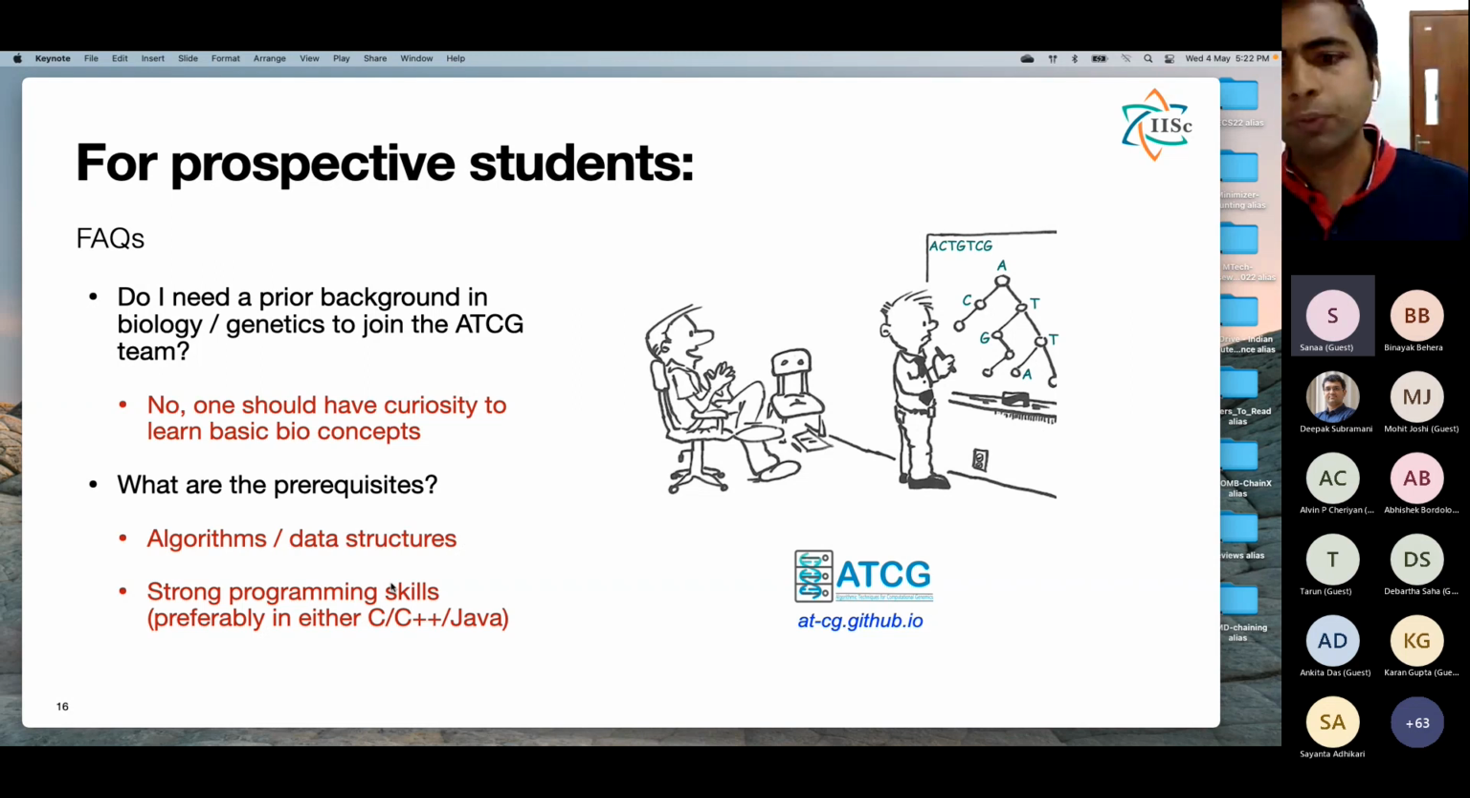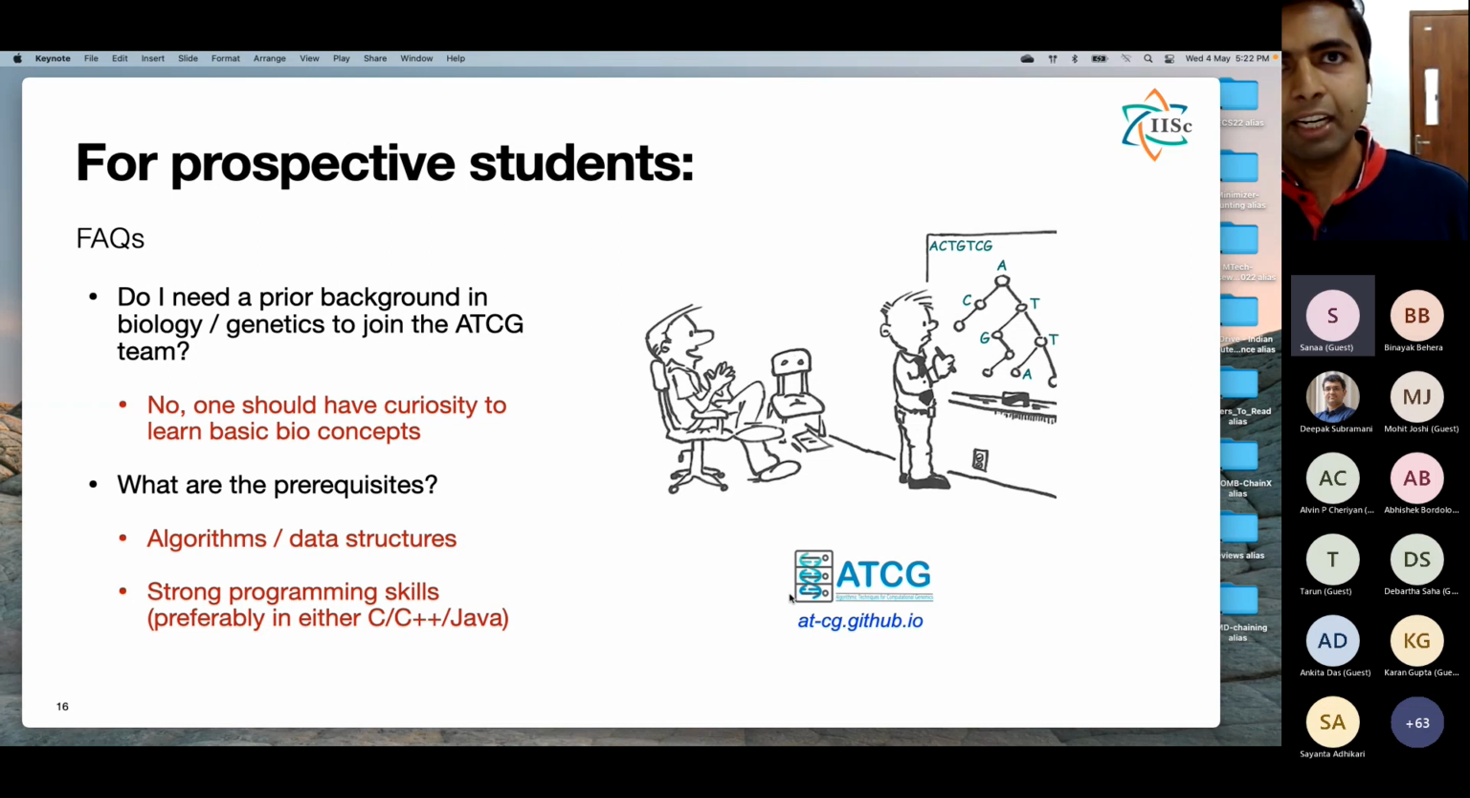So finally, I'll close with saying that this is the lab URL. All the information about publications, software, students, their contacts. You're welcome to contact us for any information if you're interested in joining our lab.